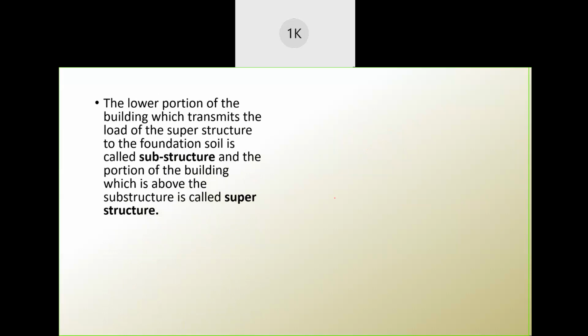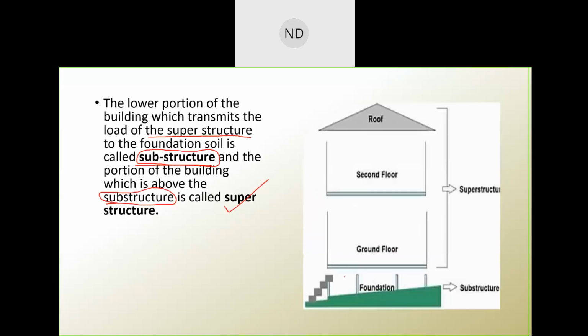So this is your substructure and your superstructure. What is substructure? The lower portion of the building which transmits the load of the superstructure to the foundation soil is called your substructure, which takes the load of the entire superstructure. And what is your superstructure? The portion of the building which is above the substructure is your superstructure. The portion below the ground is your substructure, where we have our foundations, basements, all those things. In the superstructure, all these parts, the first floor, second floor, everything above the ground is your superstructure.